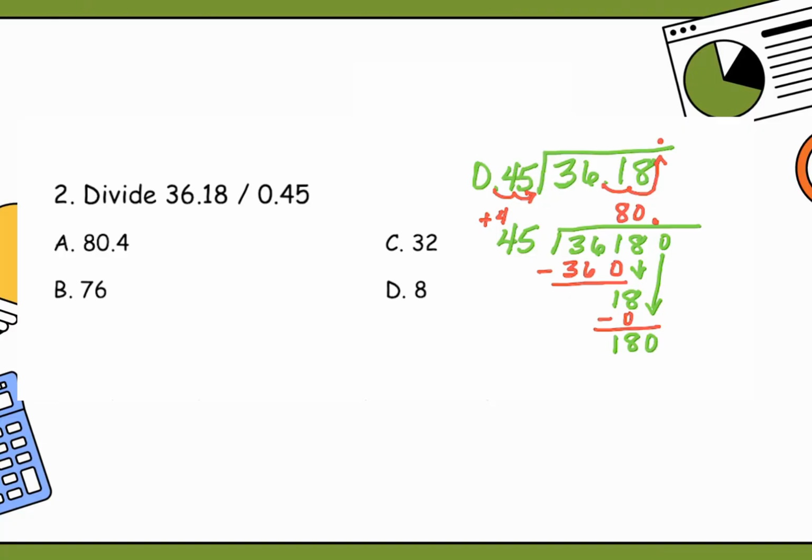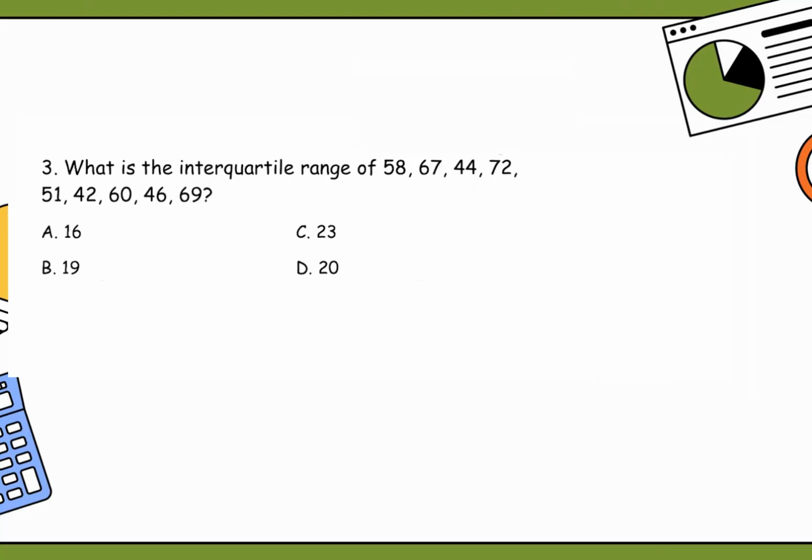Now from 180, we can subtract 45. 4 times 5 is 20, carry the 2, so plus 2. 4 times 4 is 16, plus 2 is 18. So 180 minus 180 is 0, and our answer is a positive 80 and 4/10.